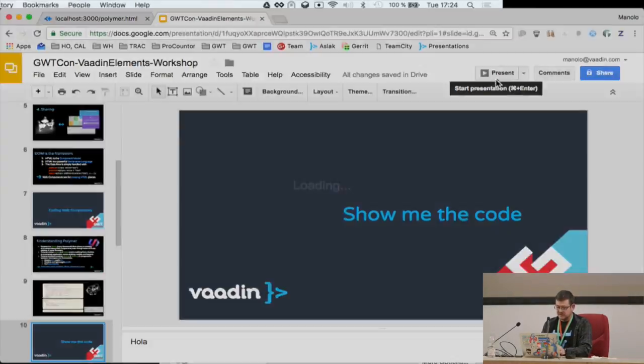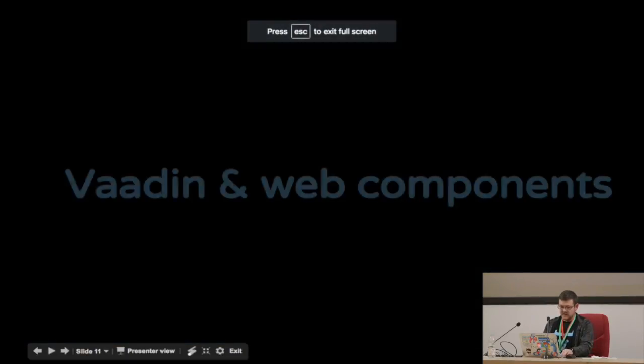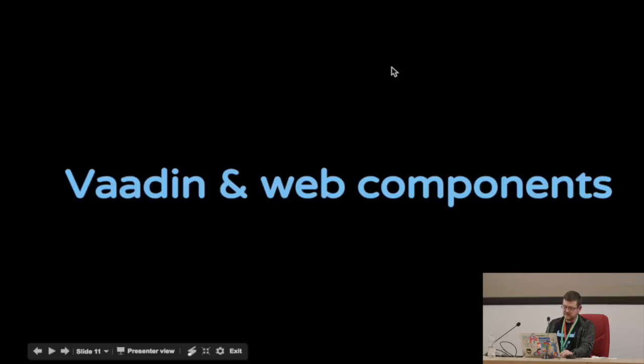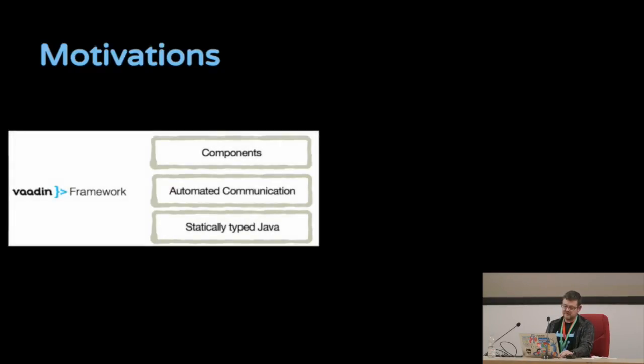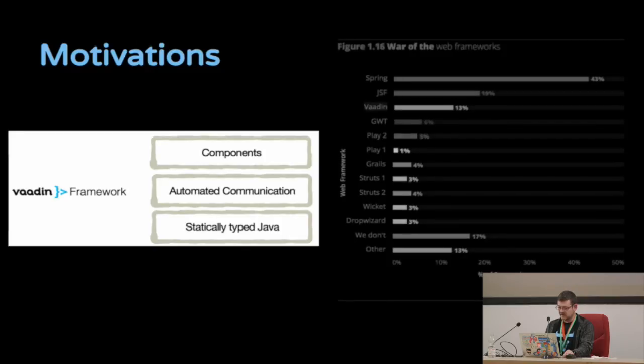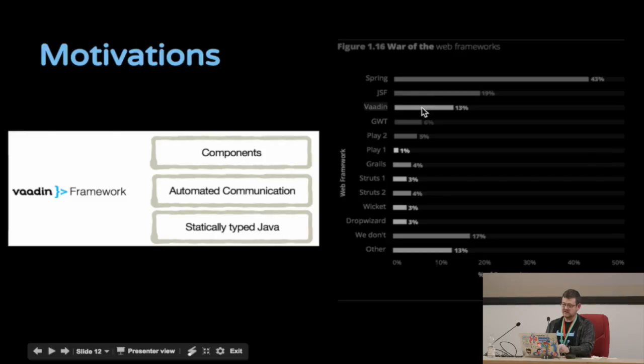Let's continue. So why I have talked about web components and why Vaadin has some motivations. So Vaadin is a framework statically typed in Java in the JVM. It has an automated communication with the server side, and we have client-side components. That's all that you should know about Vaadin. Vaadin actually is the third most used framework in Java. So it's Spring, JSF, because many people use Spring and JSF. And also there is Vaadin and GWT. You should code more in GWT.